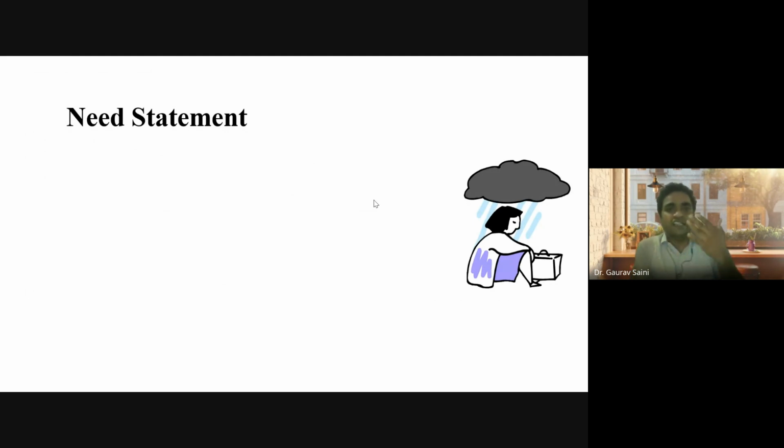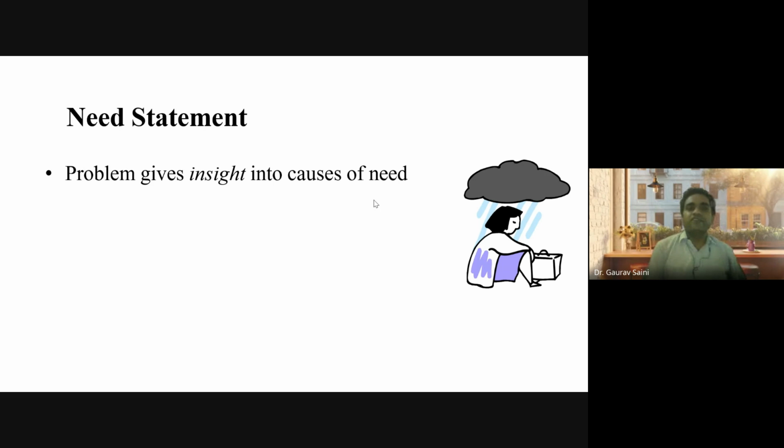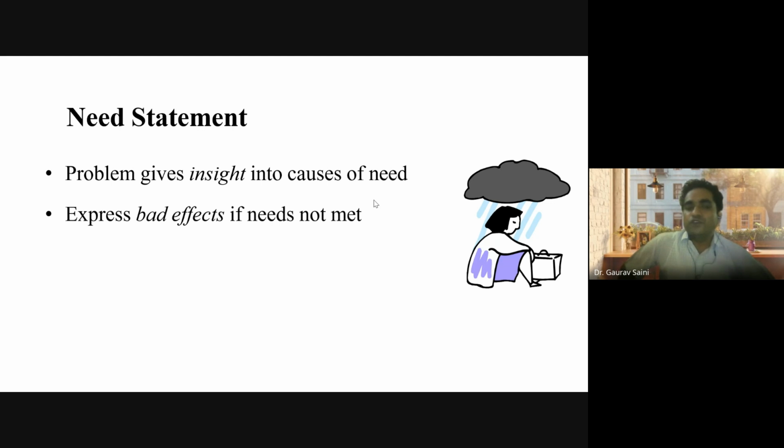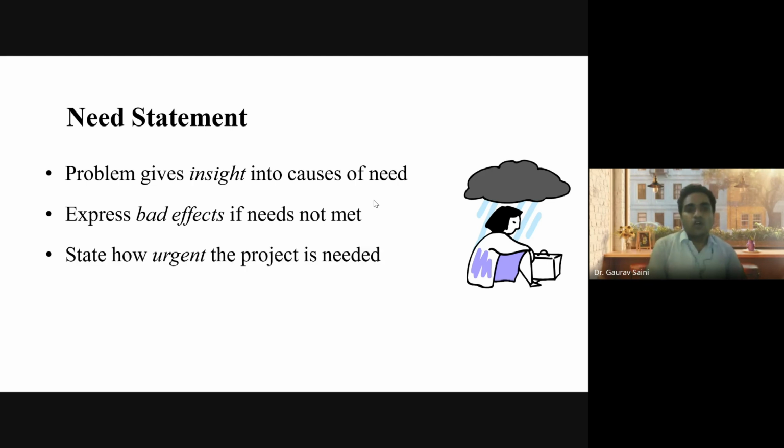So what is the need statement? Based on the need statement, you will provide the solution for that. What the need statement basically covers is the problem, and it gives insight into the causes of the need. It also expresses the bad effect if the need is not met. If your idea is not addressing that, it will produce a negative effect on the organization, and the funding agency will see it that way once you approach them again. Next is to state how urgent the project is.